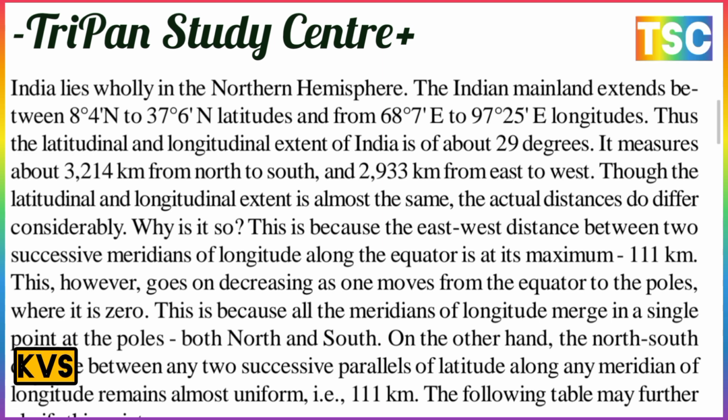This is because all the meridians of longitude meet at a single point at the pole, both north and south. On the other hand, the north-south distance between any two successive parallels of latitude remains almost uniform. The 111 kilometres is the most important point here. The following table may further clarify this point.